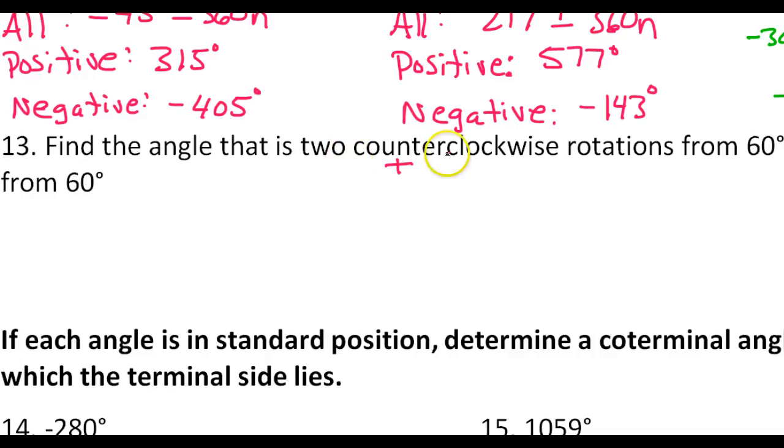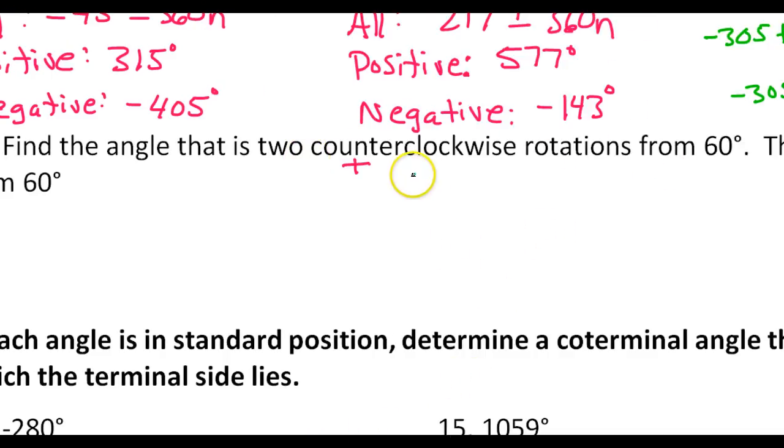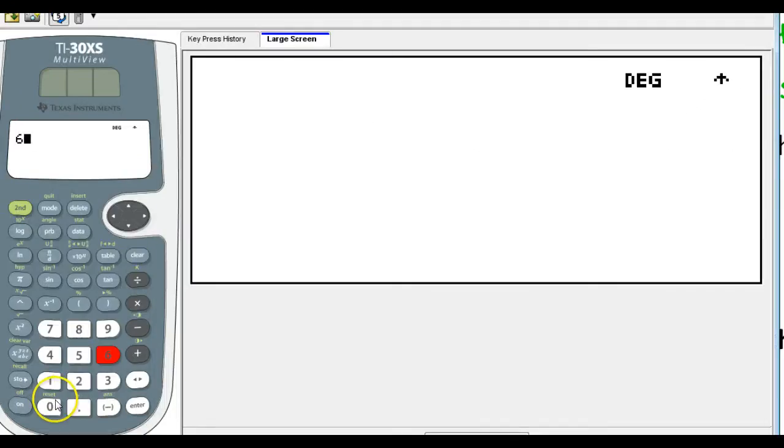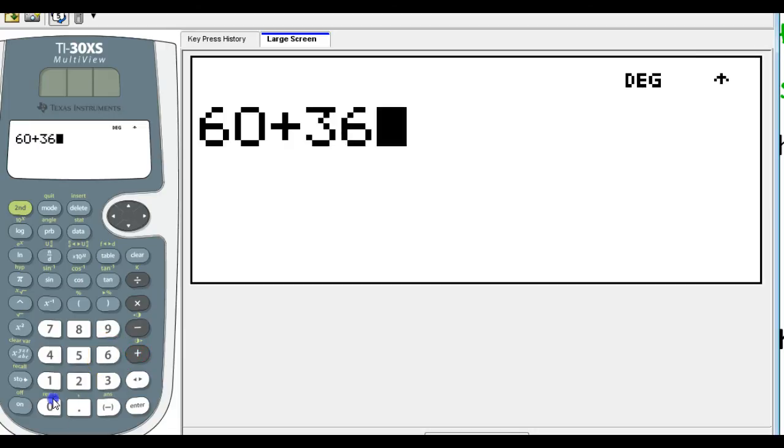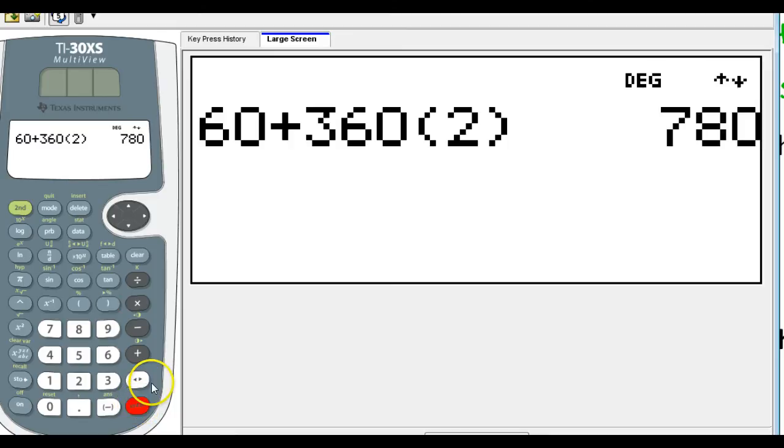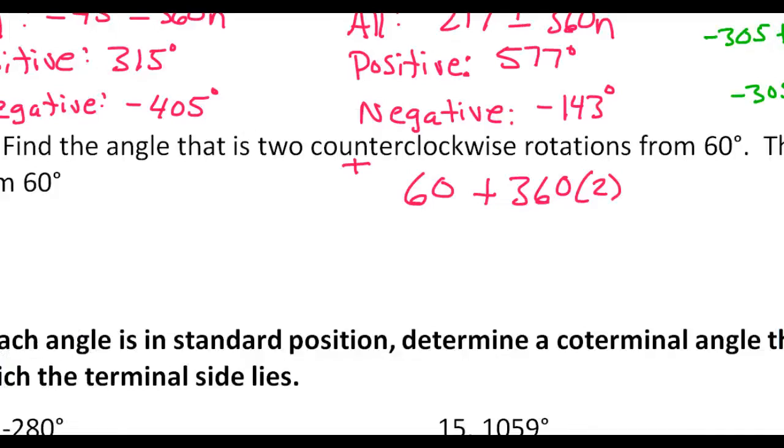Two counterclockwise rotations from 60, that's going to be 60 plus 360 times 2. The 360 times 2, that's two positive rotations. So that is going to be 780 degrees.